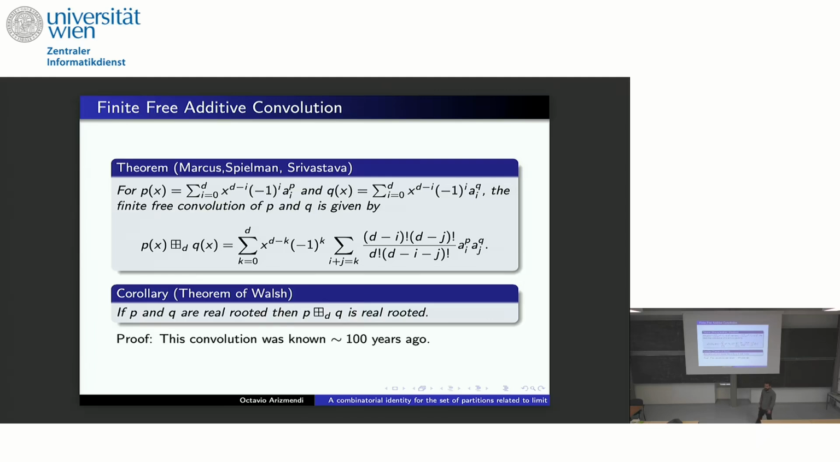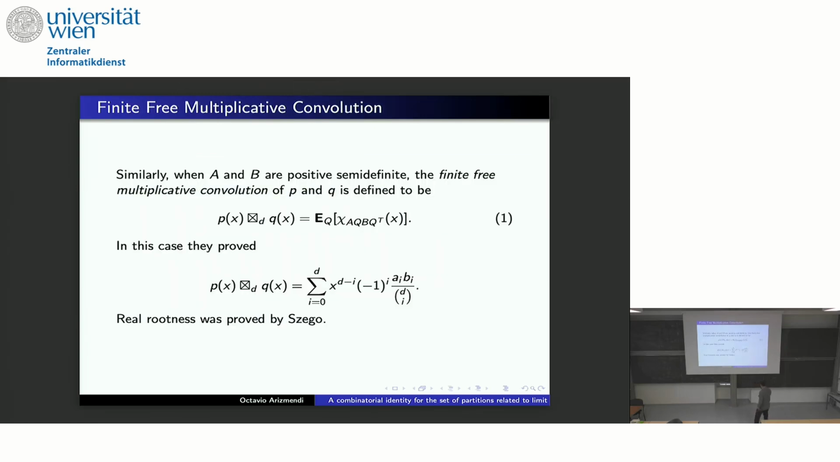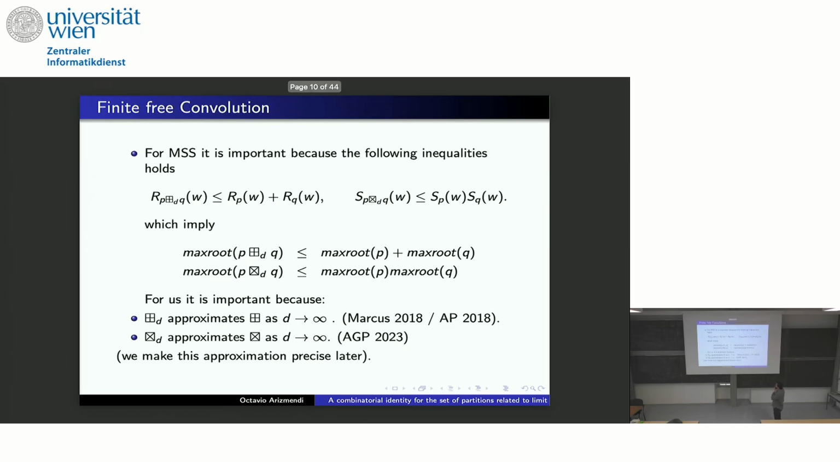No, but I can tell you the central limit theorem is just a Hermite polynomial, and then you have two roots, which is symmetric. I think when n is large it is more interesting than two. You can also do the multiplicative convolution, and actually the formula is even simpler. It's just multiplying the coefficients and taking a normalization. And also the real-rootedness was proved by Szegő.